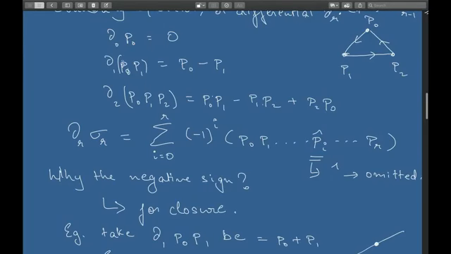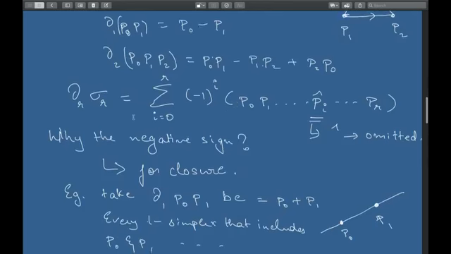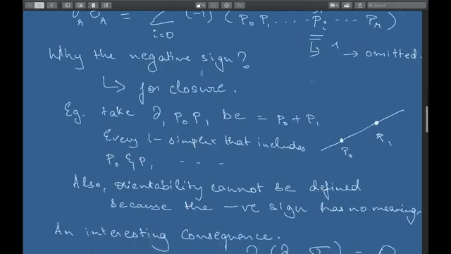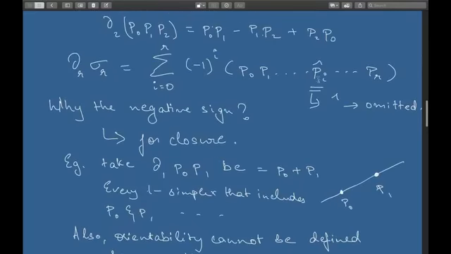The first differential, dou one of p naught p1, which is a line segment, is p1 minus p naught, the boundary of this line segment, and then dou two of p naught p1 p2 is p1 p2 minus p naught p2 plus p naught p1, right? Why this minus sign is here is something of significant interest to us. So it happens. So essentially, it is.